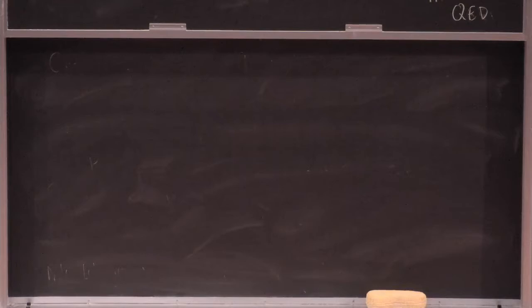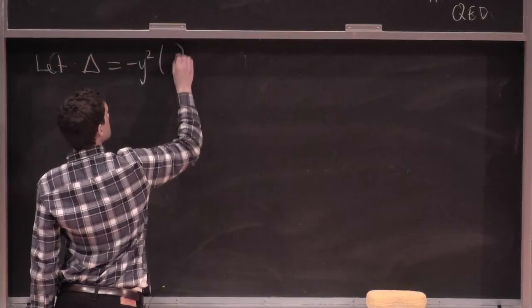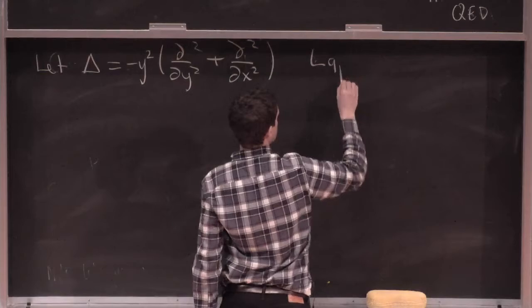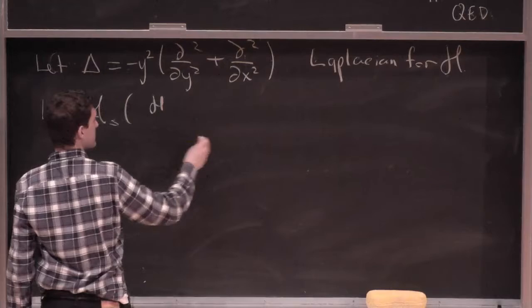Okay. So that's the Petersson formula, but we want to do the Kuznetsov formula because that's what's really going to be useful for our arithmetic applications. So I'm going to let Delta be the hyperbolic Laplacian. This is the Laplacian for H, and I'm going to abbreviate Gamma_0(q) by just Gamma.